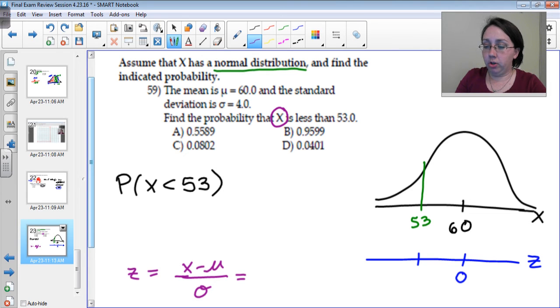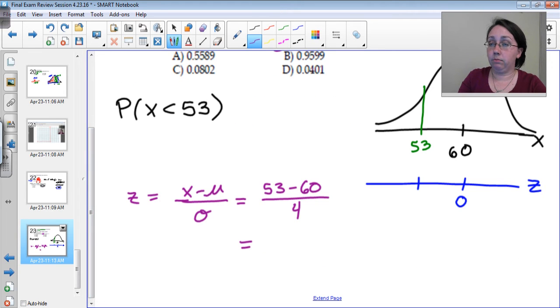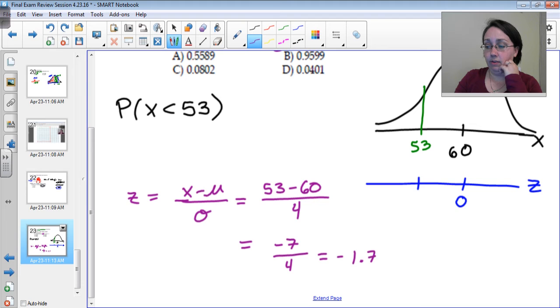All right, what x are we trying to transform here? 53 minus 60, divided by 4. So we have -7 divided by 4, or -1.75. I think I got that right.